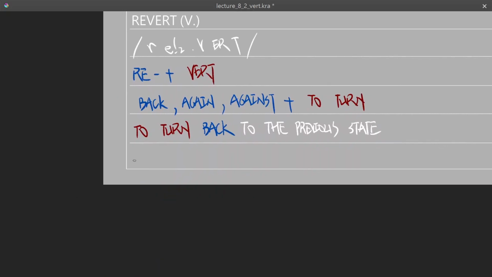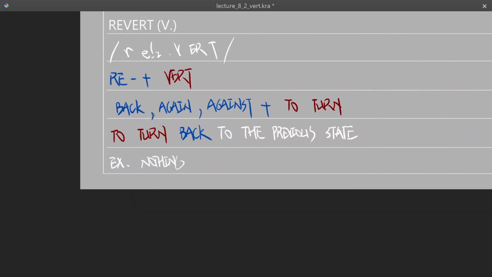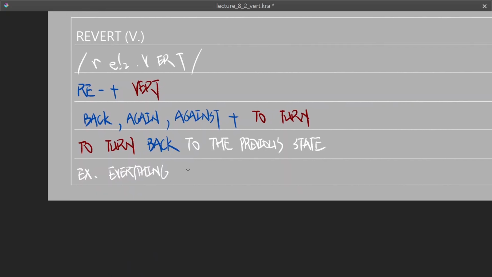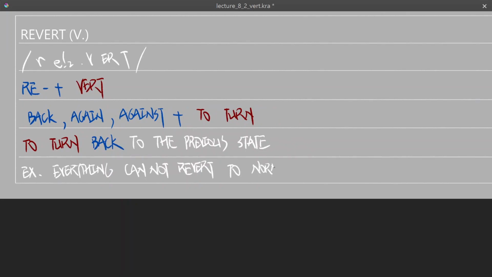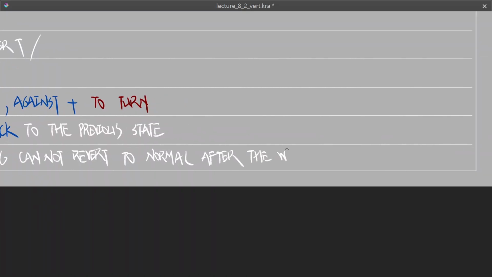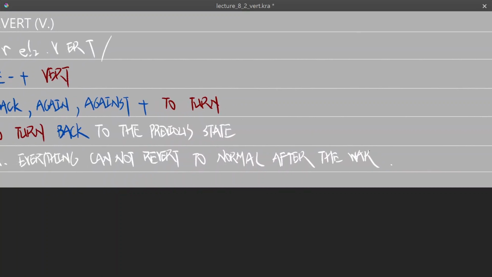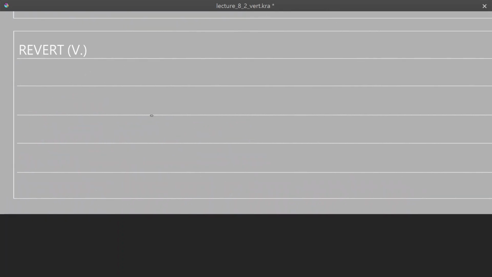So, for example, let's say: everything cannot revert to normal after the war. Everything cannot revert to normal, or go back to normal, after the war.